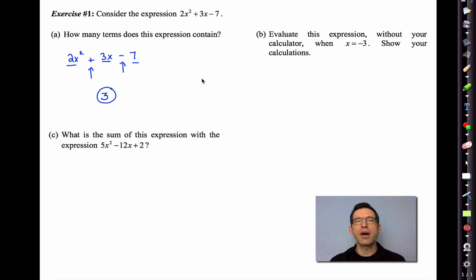Now, the point about expressions is that they have values that depend on the variables that are within them. So letter B says evaluate this expression. Evaluate, which means to find the value of. You see the word value in that word, right? There it is. Right there, without the E, but find the value of. So evaluate this expression without your calculator when x is negative 3.